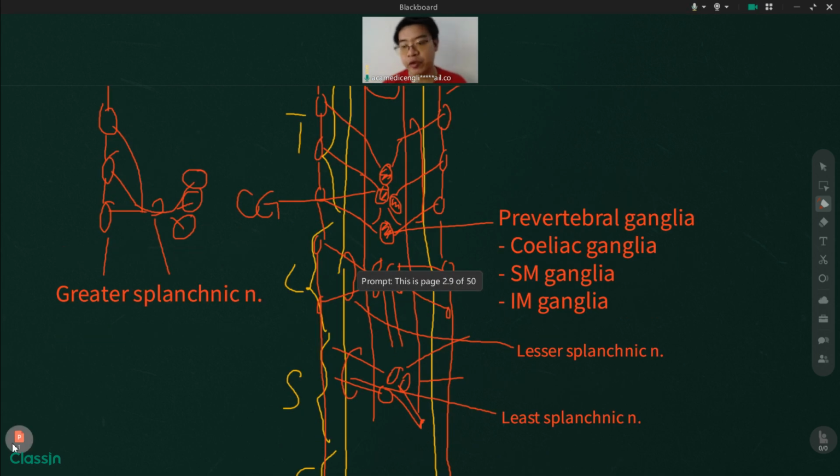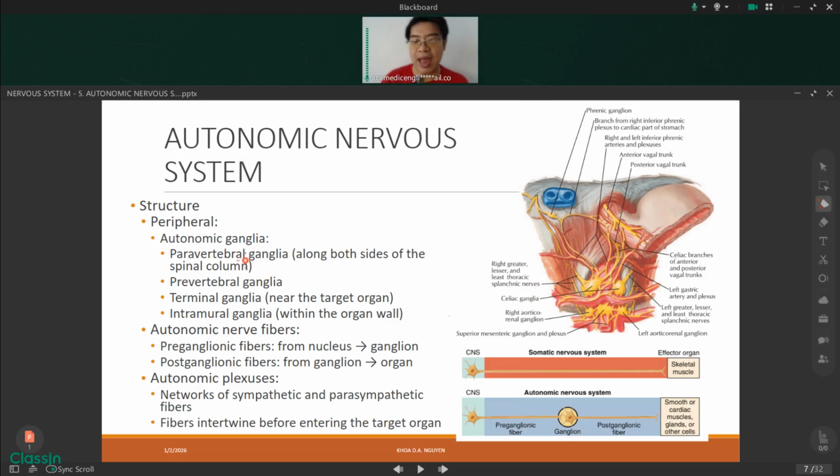Okay, make sense? All right, so let's go on. So we have paravertebral ganglia and prevertebral ganglia. These are both ganglia from the sympathetic nervous system, or SANS. Now for the parasympathetic nervous system, or PANS, there will not be paravertebral or prevertebral ganglia, but there will be ganglia like the terminal ganglia and the intramural ganglia. The reason why, we will talk about that later. Just know that the terminal ganglia and the intramural ganglia are exclusively for the PANS.